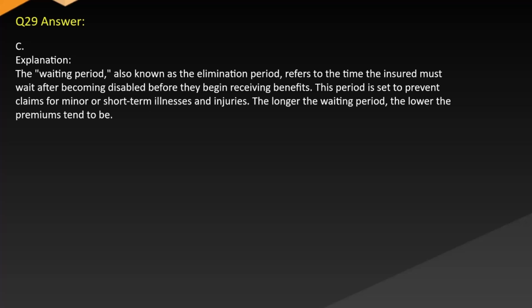Answer. C. Explanation. The waiting period, also known as the elimination period, refers to the time the insured must wait after becoming disabled before they begin receiving benefits. This period is set to prevent claims for minor or short-term illnesses and injuries. The longer the waiting period, the lower the premiums tend to be.